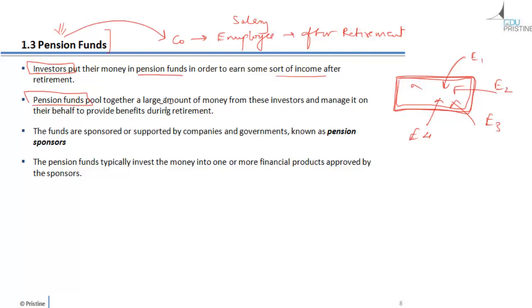So the pension funds pool together a large amount of money from these individual workers and manage it on behalf of them to provide the benefits during retirement or sometimes after that. The funds are sometimes sponsored and supported by the companies or the government, which are known as pension sponsors. We are going to go into a little more detail on that sponsorship part. You can see that the funds required to be disbursed from this piggy bank are to be given at the time of retirement, which is perhaps close to 60 to 65 years depending on different countries and industries.